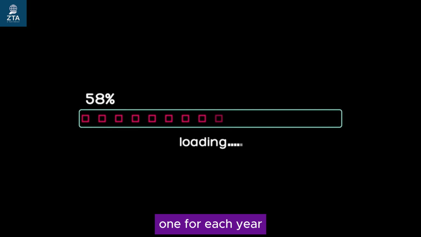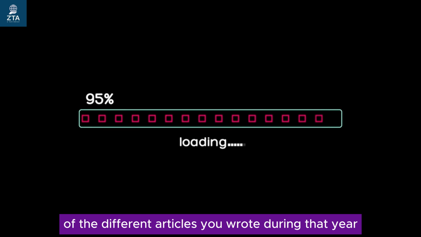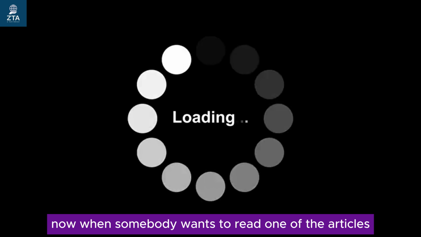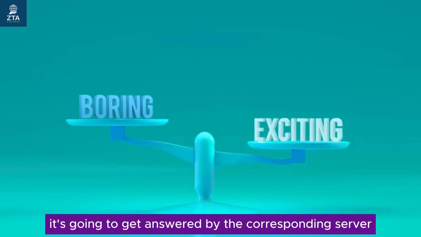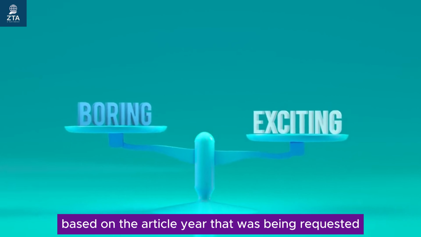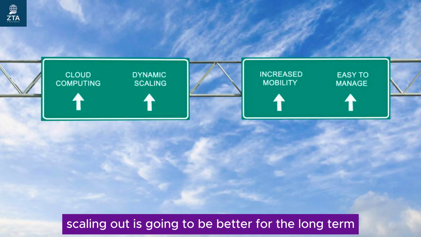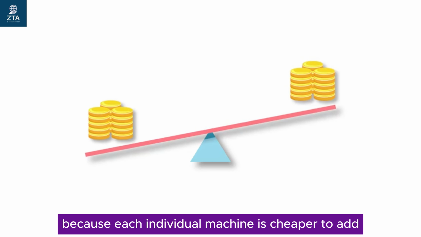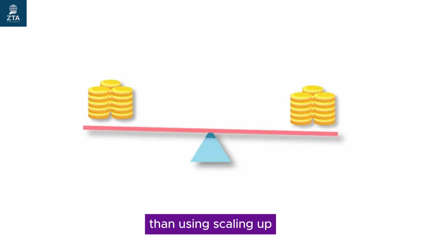One for each year of the different articles you wrote during that year. Now, when somebody wants to read one of the articles, it's going to get answered by the corresponding server and database based on the article year that was being requested. In general, scaling out is going to be better for the long term because each individual machine is cheaper to add than using scaling up.